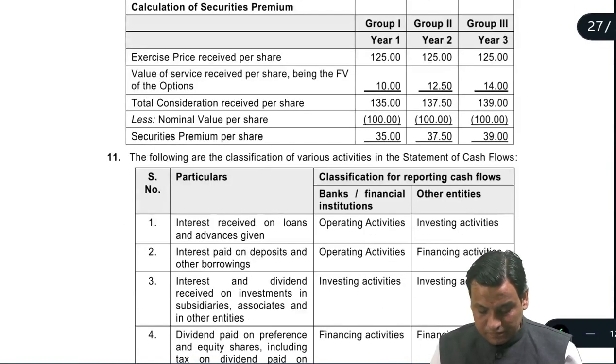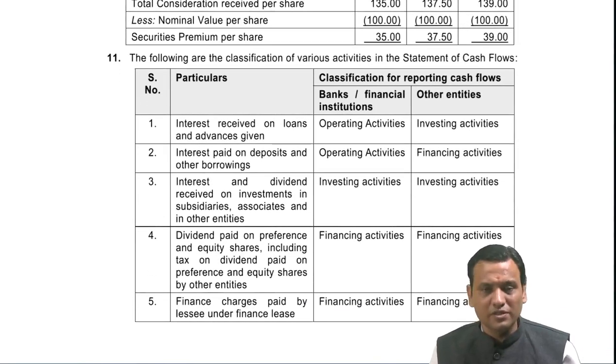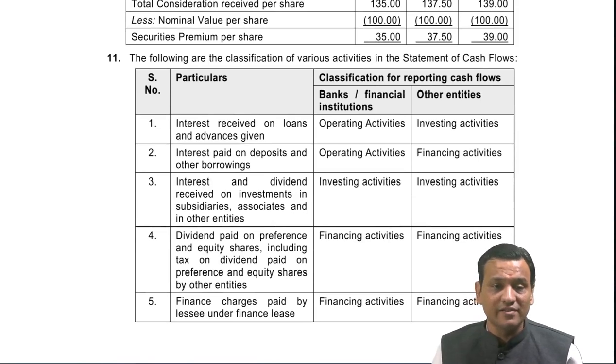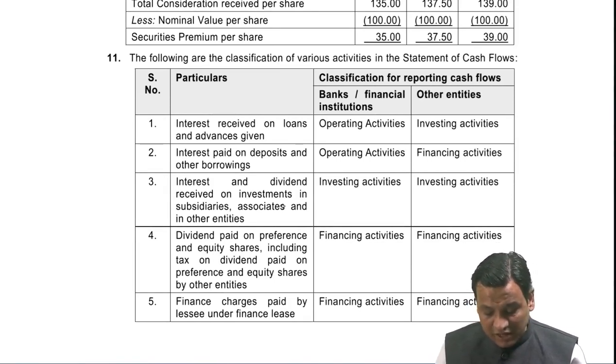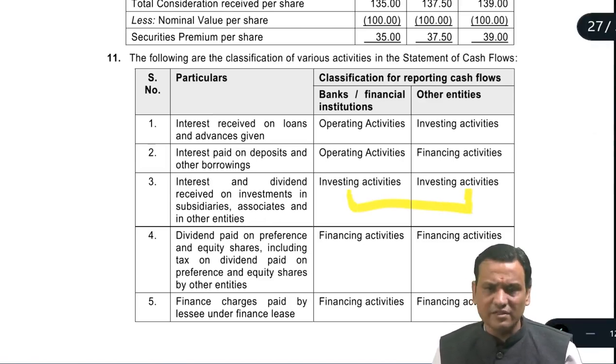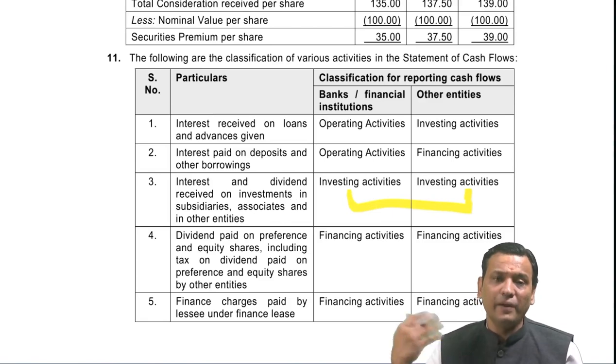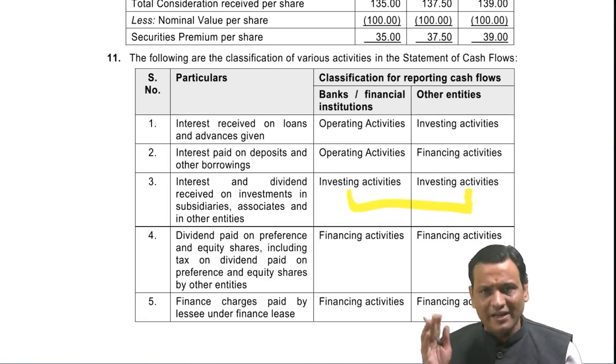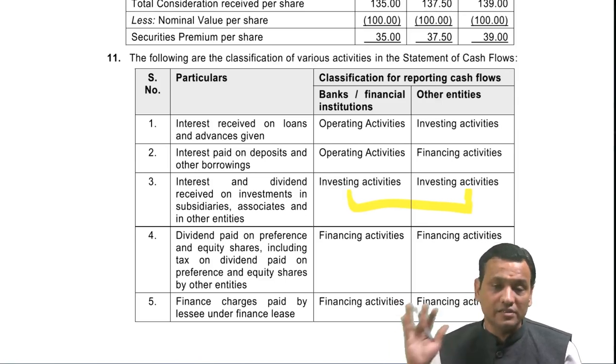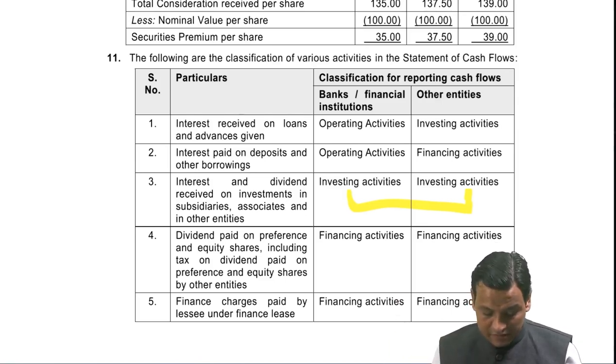Interest received on loans and advances, of course, for banks and financials, it's operating. For other entities, it is investing. Interest paid on deposits and other borrowings, it's operating and financing. Interest and dividend received on investment in subsidiaries, associates and other entities, obviously for both of us, it is investing activity. Dividend paid, whether you are a bank, a financial institution or a non-financial institution, is always and always financing activities.